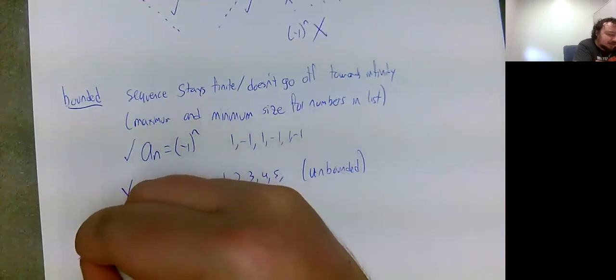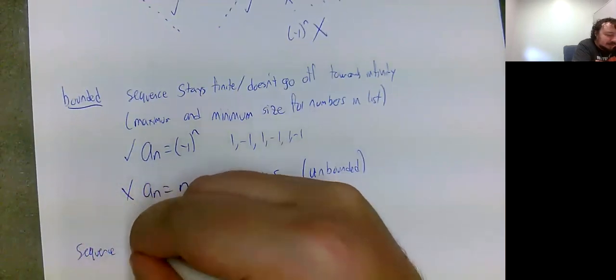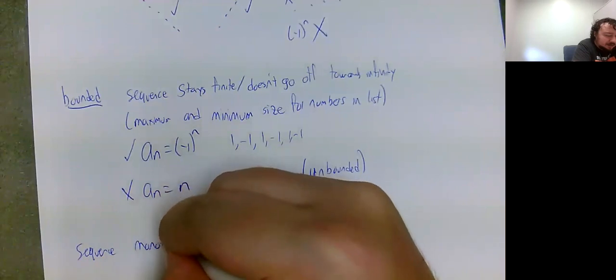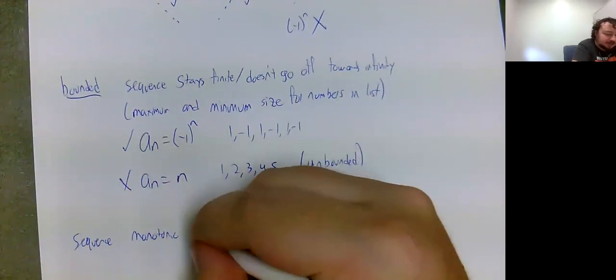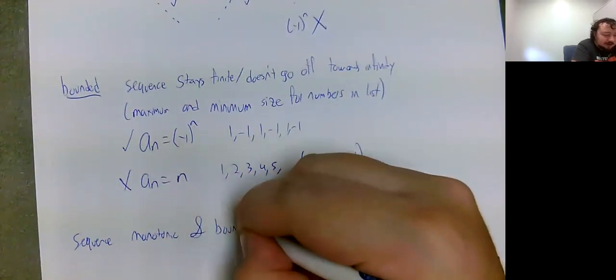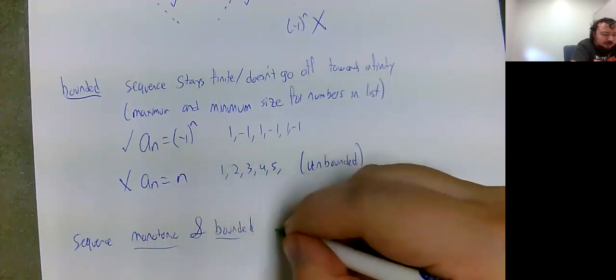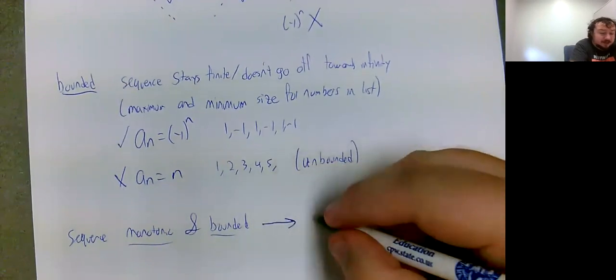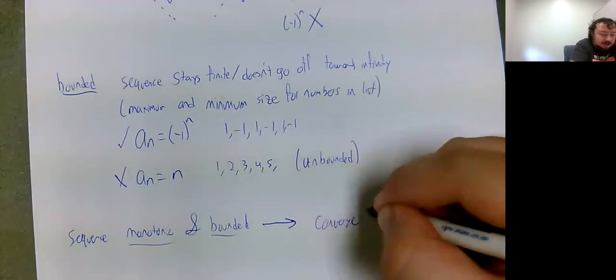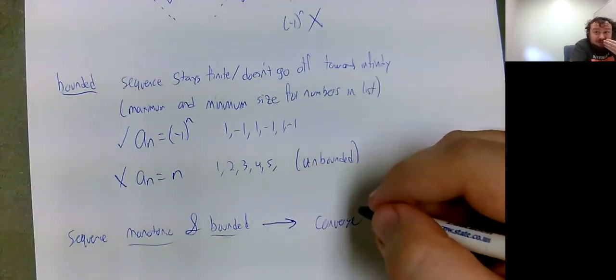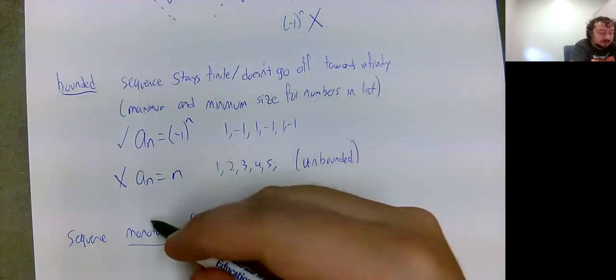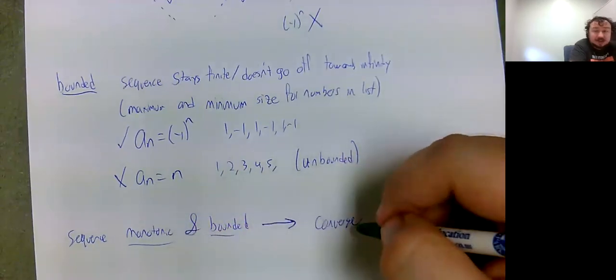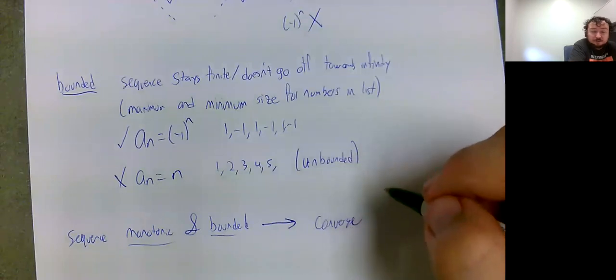So if you have a sequence that is monotonic, so either always increasing or always decreasing, and it's bounded as well, then we automatically know, without even looking at a limit or anything else, that that sequence is going to converge. So if you have these two conditions, then you automatically get converging for free.